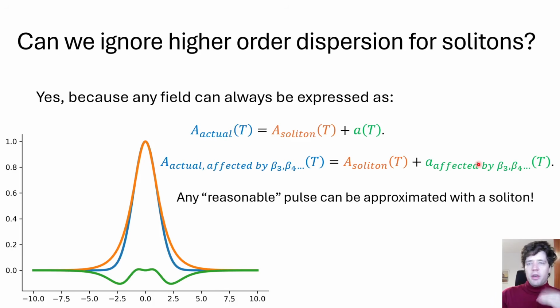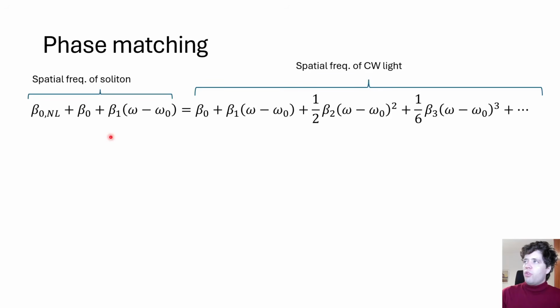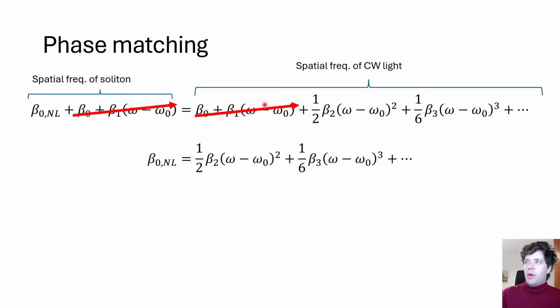So anyway, the point is just that you can always approximate any sort of reasonably pulse-shaped signal with an underlying soliton, and then look at the phase matching between that soliton and some other field that's present inside of the medium. So essentially what we're doing here is we're looking at the phase matching between the soliton and a continuous wave signal over here. So here we have the spatial frequency of the soliton, and here we have the spatial frequency of the continuous wave light. And so we can start out by simply cancelling out the beta 0 and beta 1 terms like so, giving us this equation where if we can solve this, we can find the temporal frequency where the dispersive wave should arise.